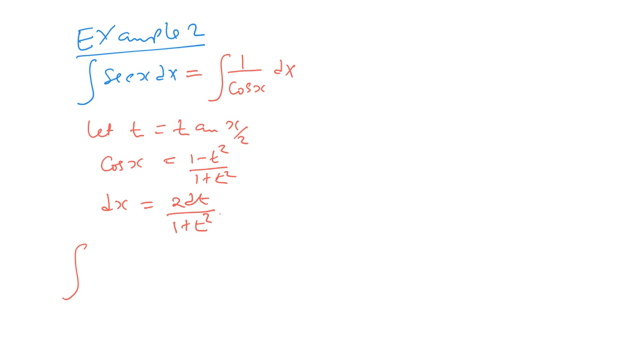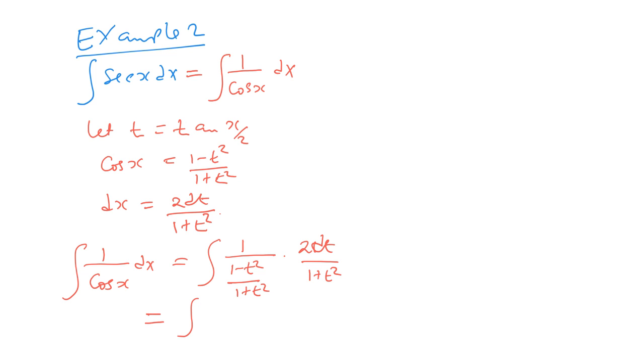So the integral of 1 over cos x dx becomes the integral of 1 over (1 minus t squared) out of (1 plus t squared), then times 2 dt over (1 plus t squared). And if you go ahead and do your mathematics, this is going to be the integral of 2 dt out of (1 minus t squared). So this will take us to partial fractions. You can look at that.